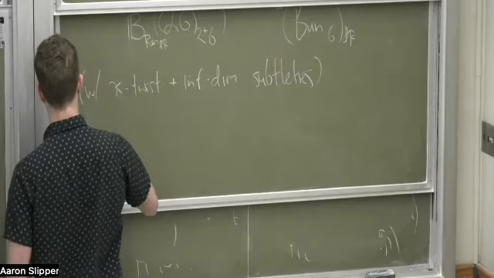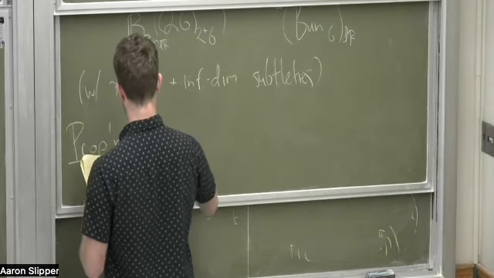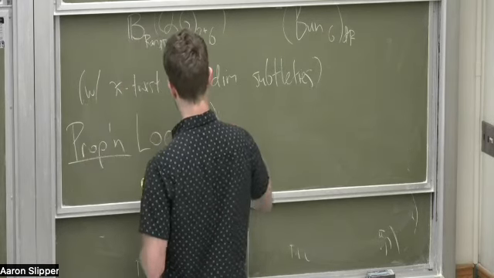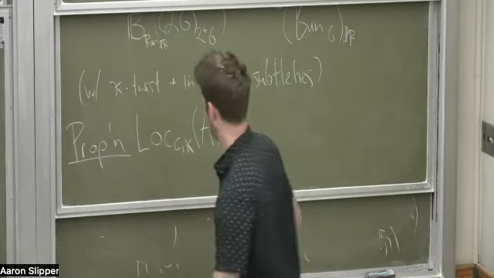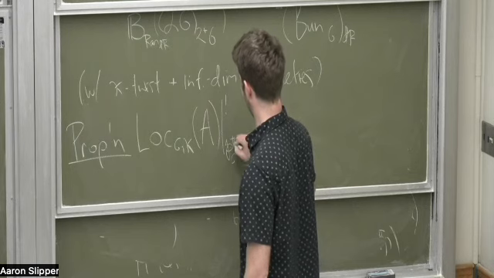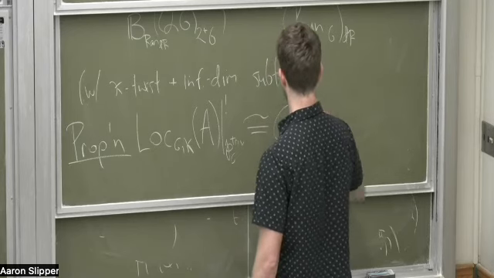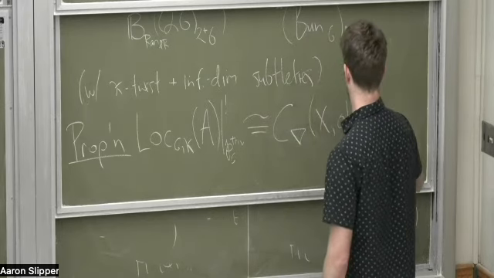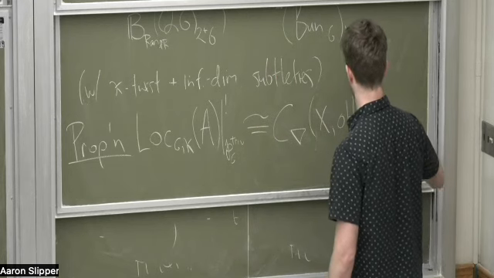So I won't need this formula, so maybe I won't prove it, but let me just state it for psychological reasons. If I take some object of this category and localize it, and then I take the fiber at the trivial G bundle, I claim this is simply the chiral homology of the underlying D-module on Ran space, the underlying factorization algebra.